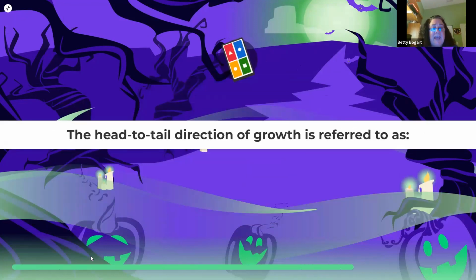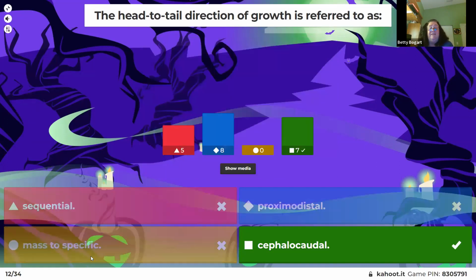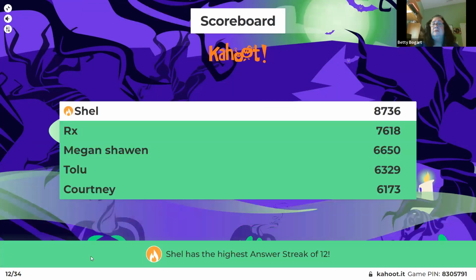The head to tail direction of growth is referred to. This is just another word to understand. It means you start with lifting your head, and then you get down to your tail, your feet, and then you're walking, head to tail. Remember, the word cephalic is your head, okay? So it is cephalocaudal, cephalocaudal.